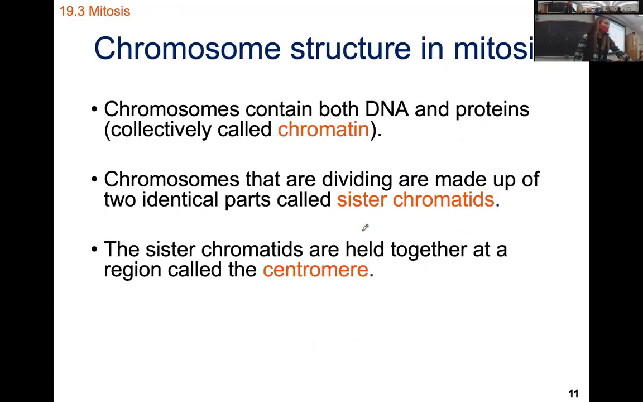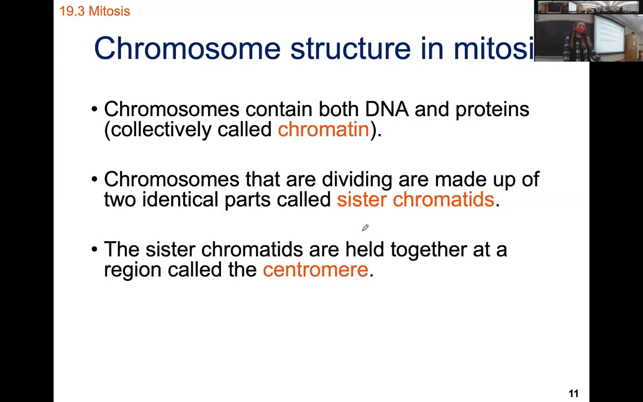So we're still talking about mitosis. What do chromosomes look like while they're in mitosis? What is their structure? Okay, so we've talked about how chromosomes are made up of DNA and protein. The protein is called chromatin. The chromatin is essentially just DNA and protein that's mixed, kind of. It's a structural component. The chromosomes that are dividing are made up of two identical parts called sister chromatids, okay?